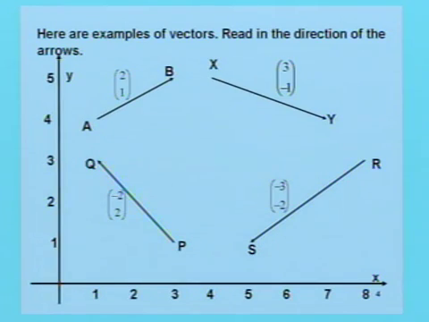Vector PQ, moving from P to Q along x and then y, we have vector PQ is equal to (-2, 2). Meaning that if we start at P to get to Q, you move 2 units to the left and 2 units up and then you reach Q. So vector PQ is equal to (-2, 2).